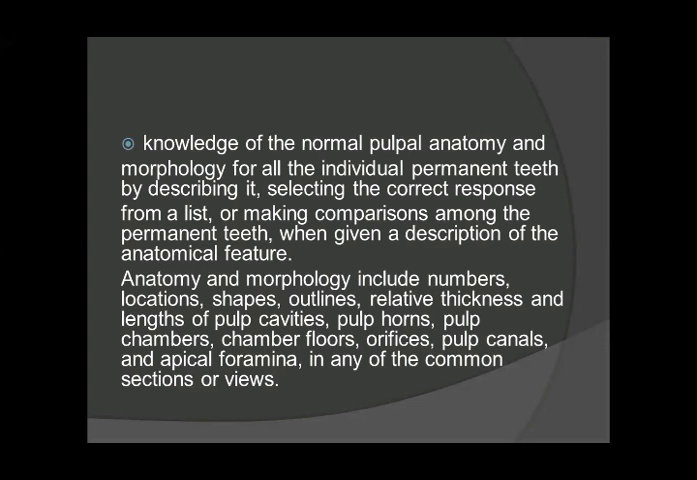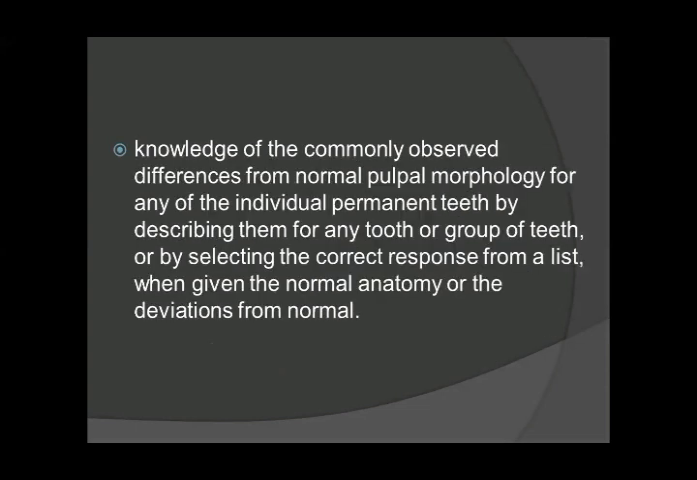Anatomy and morphology include numbers, locations, shapes, outlines, relative thickness, and lengths of pulp cavities, pulp horns, pulp chambers, pulp floors, orifices, pulp canals, and apical foramina in any of the common sections or views. Knowledge of the commonly observed differences from normal pulp morphology for any of the individual permanent teeth, by describing them for any tooth or group of teeth, or by selecting the correct response from a list when given the normal anatomy or deviations from normal.